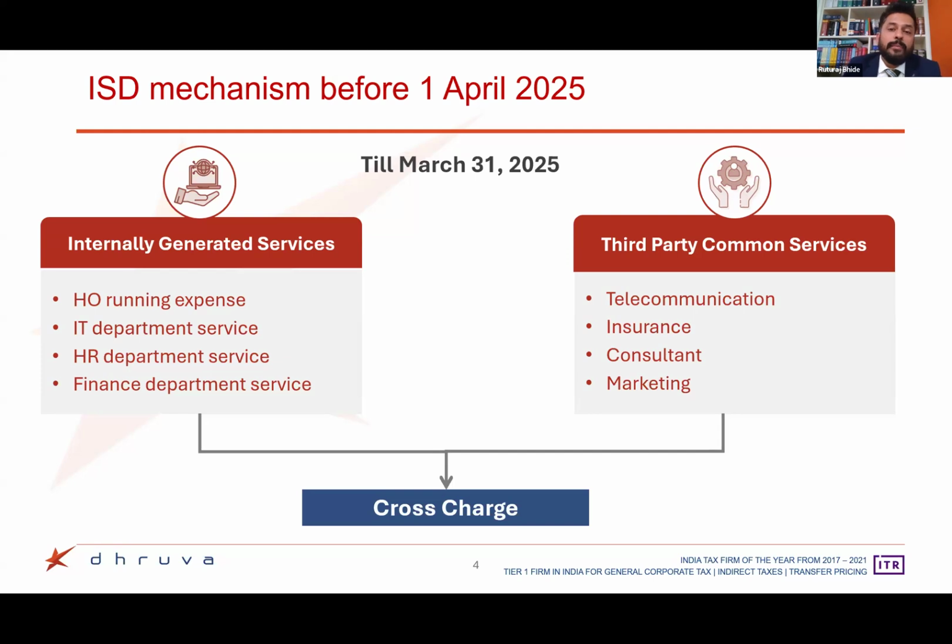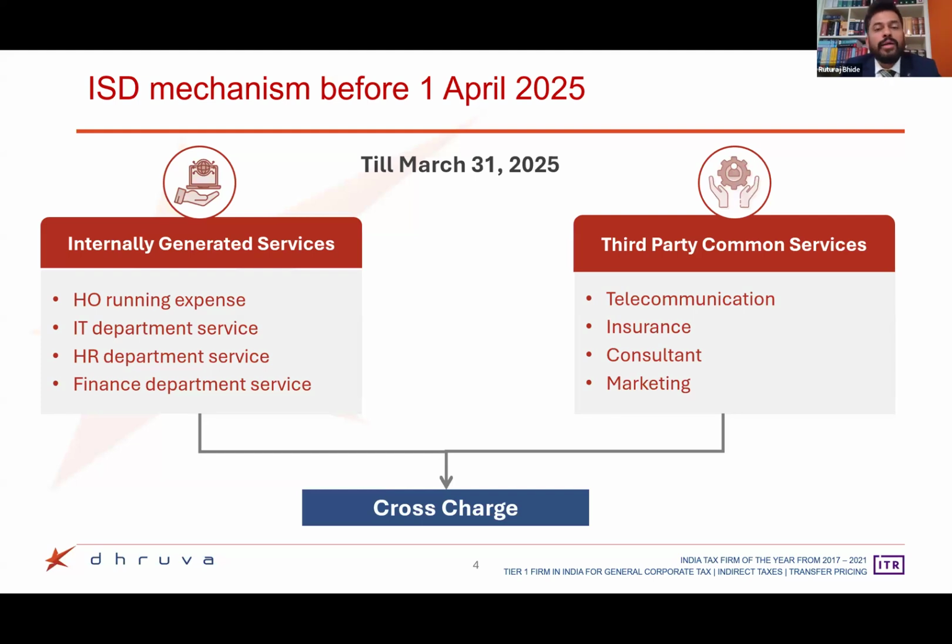So rather than obtaining a separate ISD registration, number of companies were managing to allocate or distribute the common credits through a cross-charge route. Now, cross-charge route is not just meant for distribution of common credit. It also has other relevance, for example, cross-charge for internally generated services, etc. But we are going to be focusing only on the ISD or distribution credit portion.